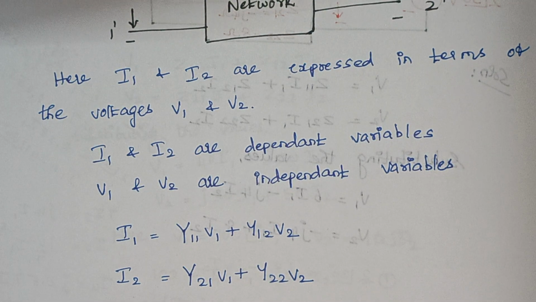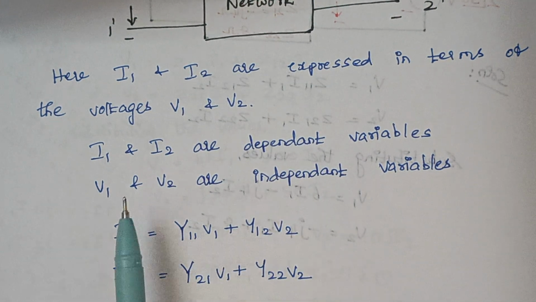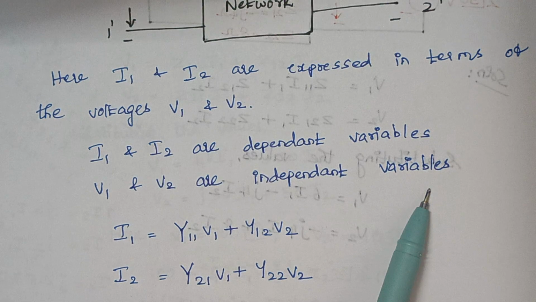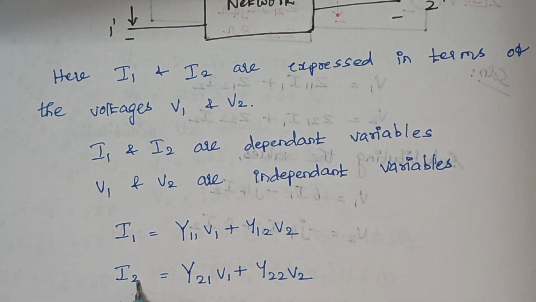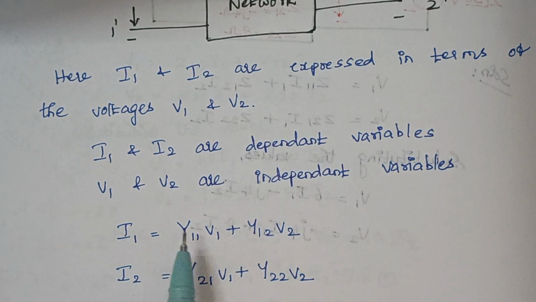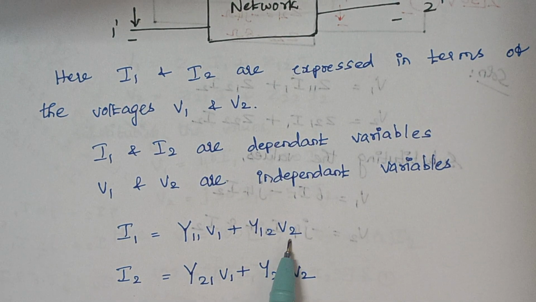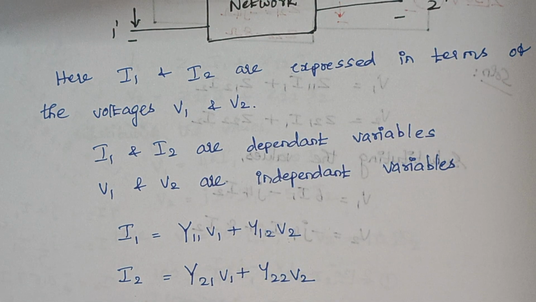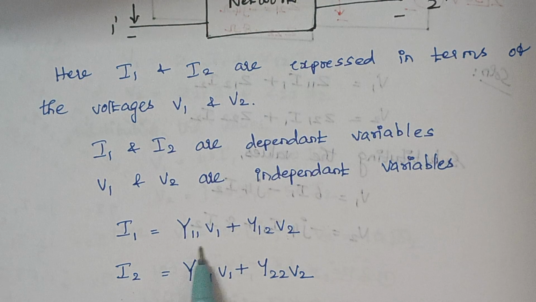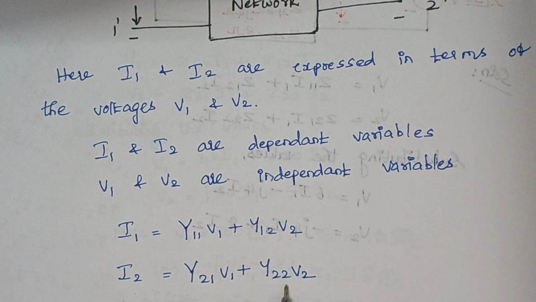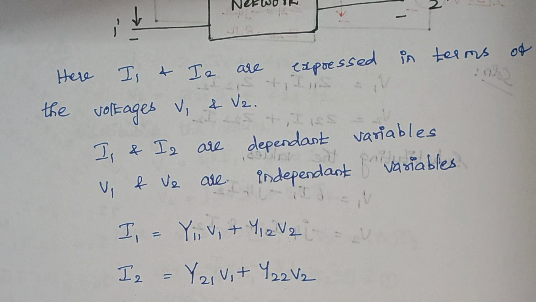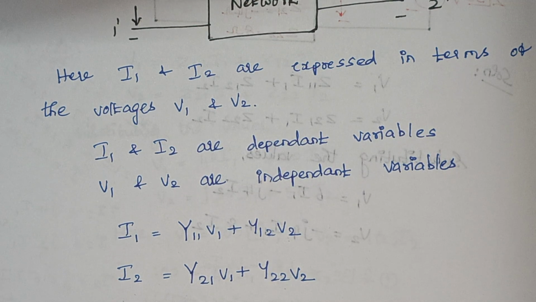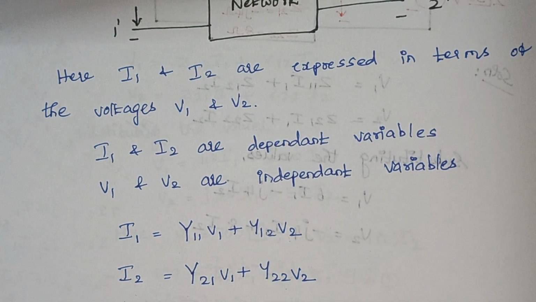So here I1 and I2 are the dependent variables and V1 and V2 are the independent variables. Why are we calling I1 and I2 dependent? Because in the expression of I1 we have V1 and V2. So depending upon the values of V1 and V2, I1 will change accordingly, right? That's the reason I1 and I2 are dependent variables and V1 and V2 are independent variables. So what are the admittance parameters here? Y11, Y12, Y21 and Y22 are the admittance parameters. Right. So here again we are going to find the values of all these parameters.